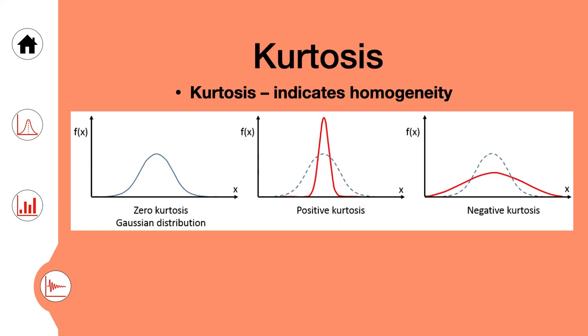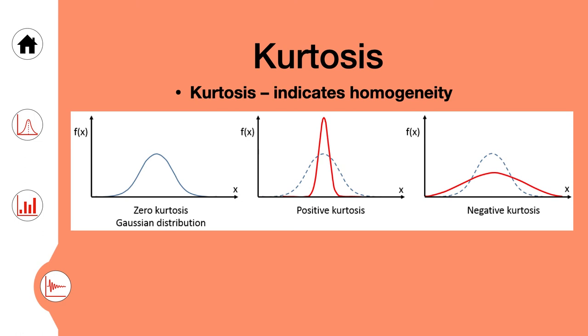Okay, kurtosis. Kurtosis describes the homogeneity of your data. The more homogeneous, the more similar the values in your data are, like multiple people getting the same blood pressure reading, and the more positive the kurtosis would look. You can see the one in the middle going up, peaking like a tower. The example on the left is the zero kurtosis, written as Gaussian distribution, which means normal distribution, the bell-shaped curve.